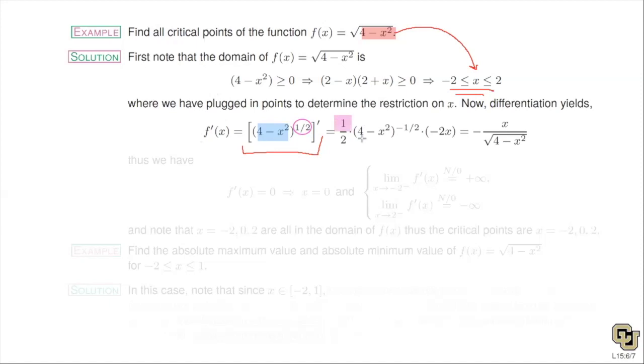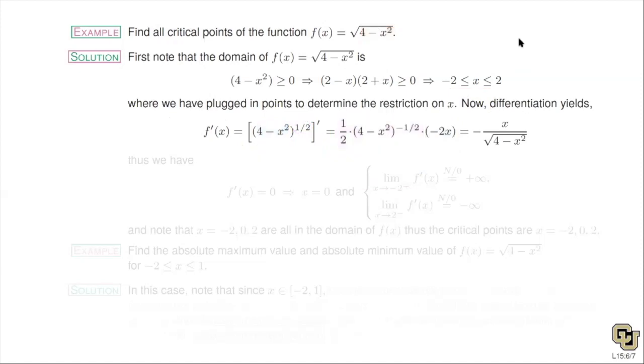So here I have the derivative of the root function: bring the 1/2 down, times 4 minus x squared raised to the 1/2 minus 1, which is negative 1/2. And then times the derivative of the inside. The derivative of 4 minus x squared is negative 2x.